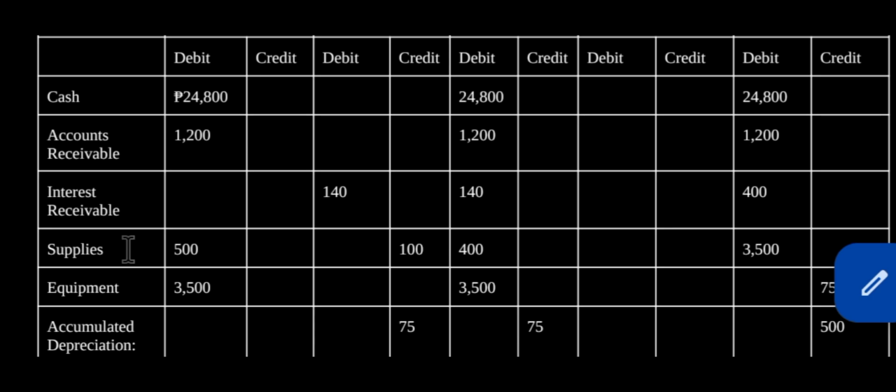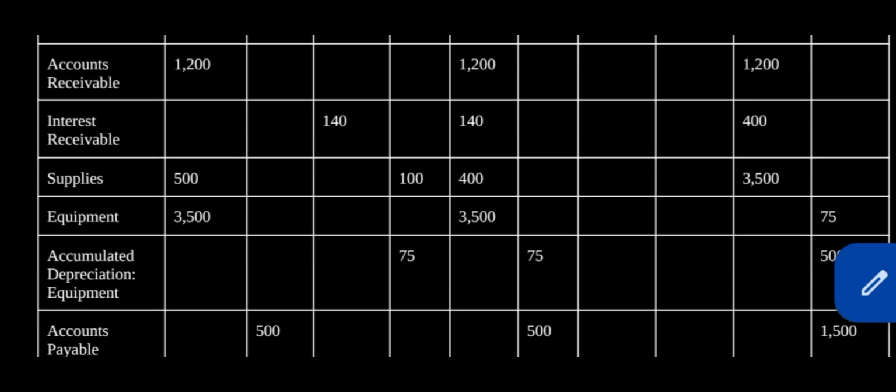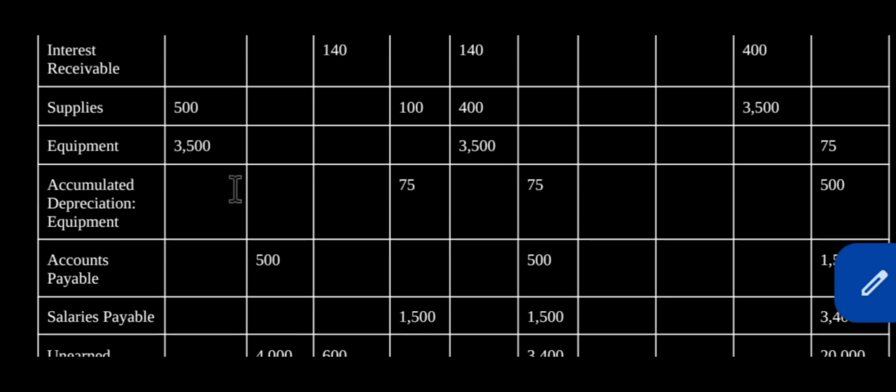Next, for the supplies, we have 500, and for the adjustments we have 100. So on debit and credit side, we have to subtract it. So 500 minus 100 is 400. So next, for the equipment, we have 3,500. Still no adjustments made, so just copy paste it here. Now for the accumulated depreciation equipment, we have an adjustment of 75. Still copy paste it for the adjusted trial balance.